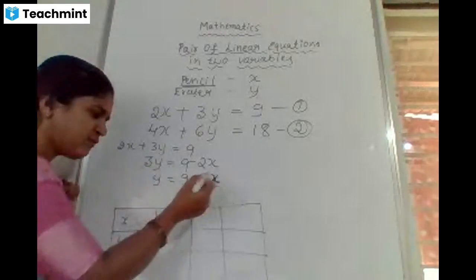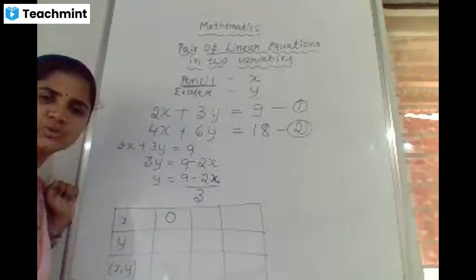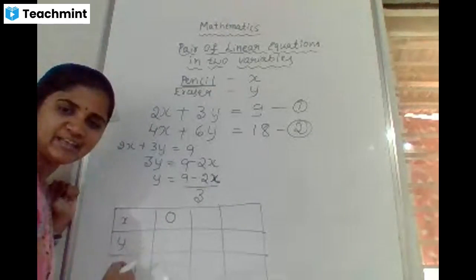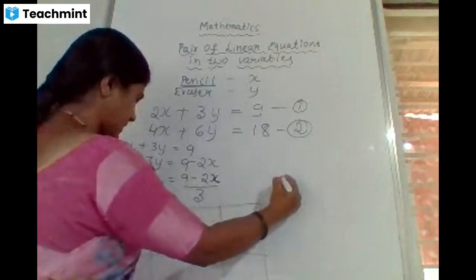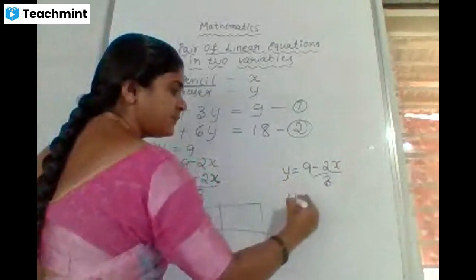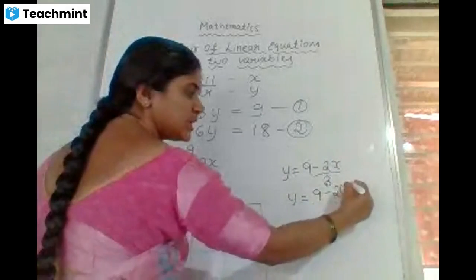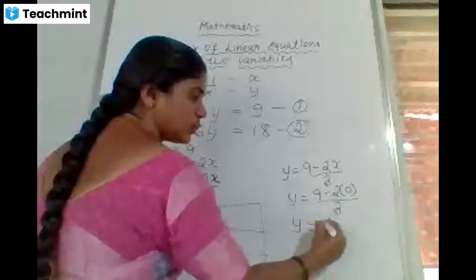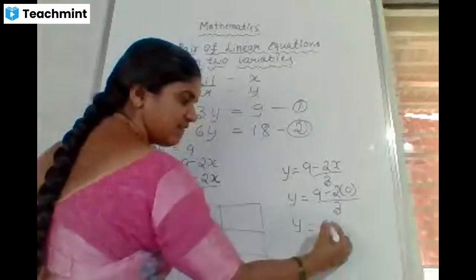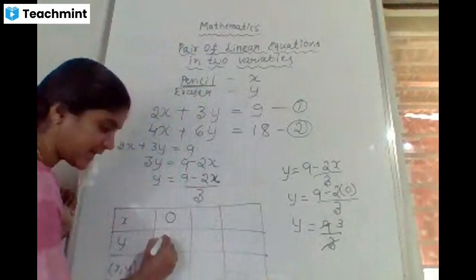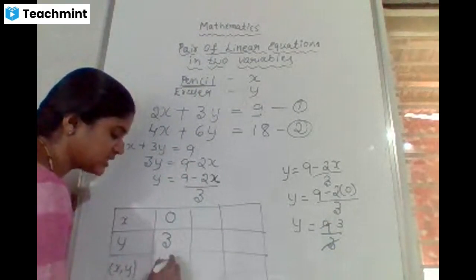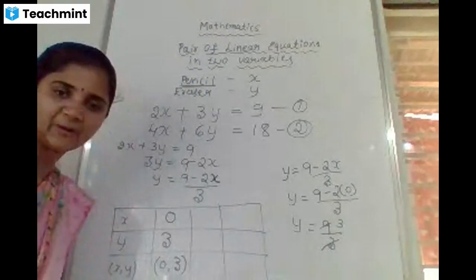First value, let us take x is equal to 0. Then what value of y will we get? y is equal to (9 minus 2x) divided by 3, so y is equal to 9 minus 2 into 0, divided by 3. 2 into 0 is 0, so 9 divided by 3 is 3. If x is equal to 0, then y is 3, so 0 comma 3 is the first point.